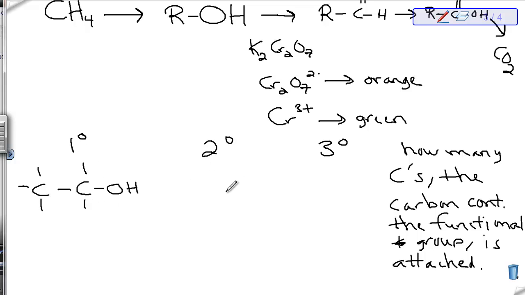A secondary alcohol is one in which the alcohol is attached to a carbon that is connected to two others. So something like this, which would be 2-propanol, or isopropyl alcohol, as we said a few minutes ago. This carbon containing the functional group is attached to two others. And the last form would be a tertiary, where the carbon containing the functional group is attached to three others.